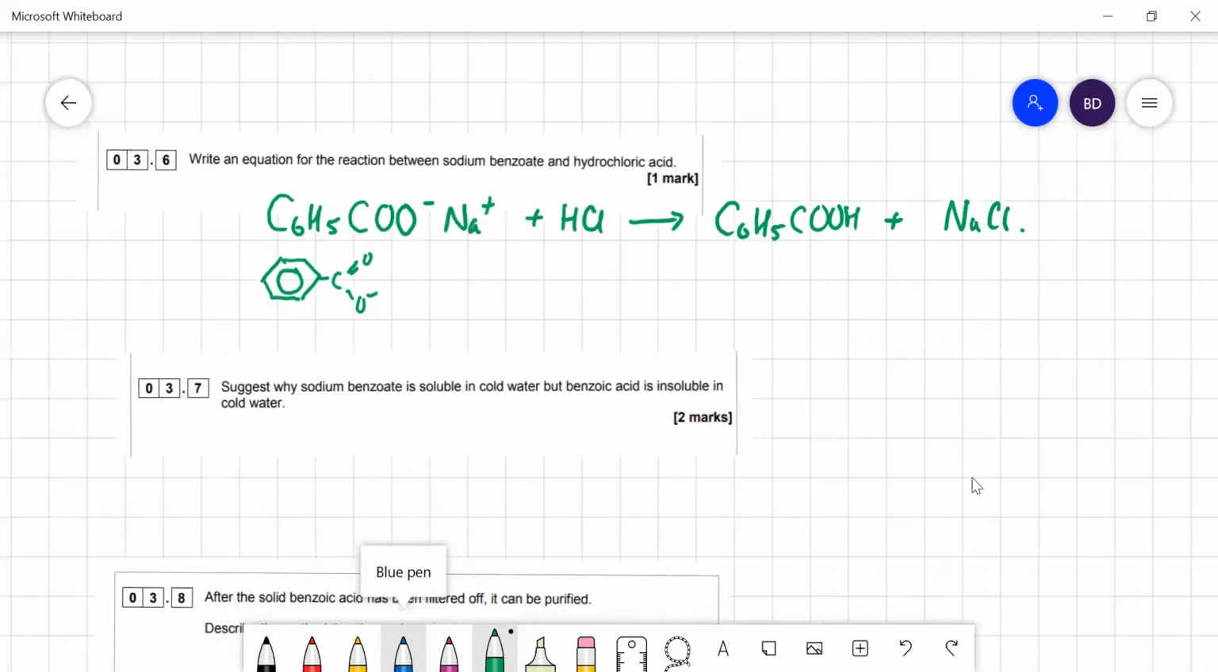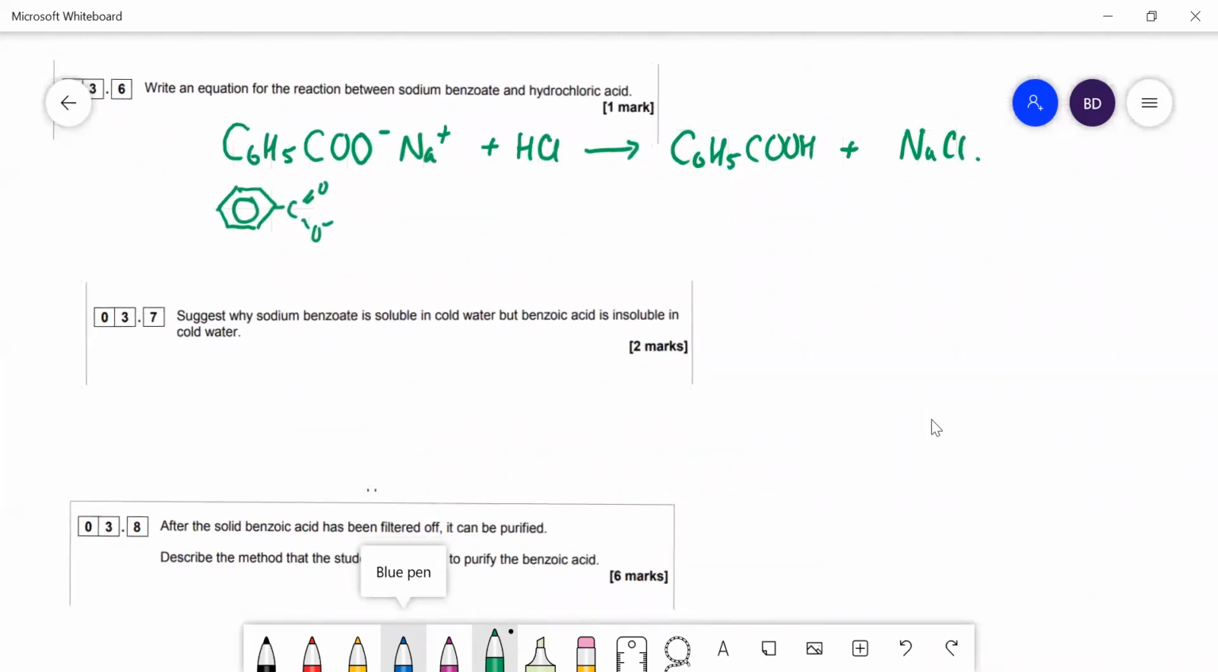Right, now why is sodium benzoate soluble in cold water, but benzoic acid is insoluble? Well, sodium benzoate is charged. It's charged there, you can see. And water is a polar solvent, so it tends to dissolve ionic compounds, whereas this is purely covalent. There's no charge in it, so that won't dissolve.